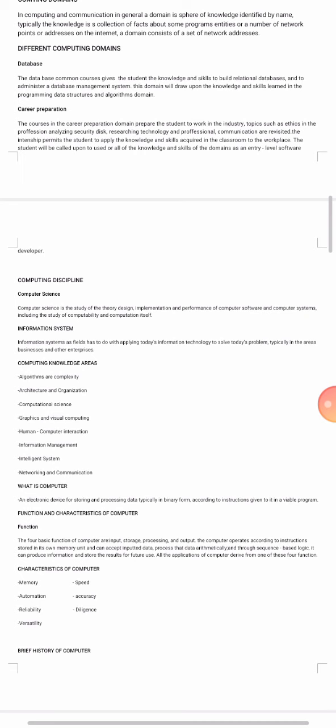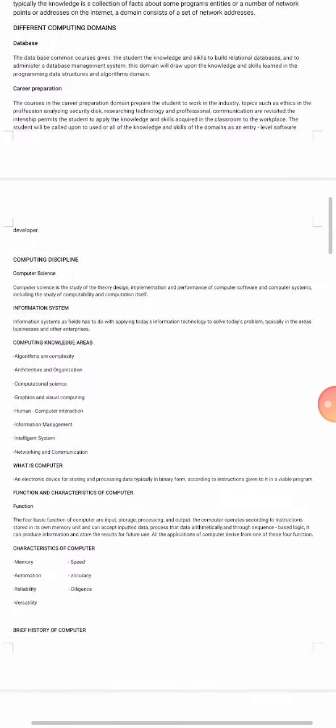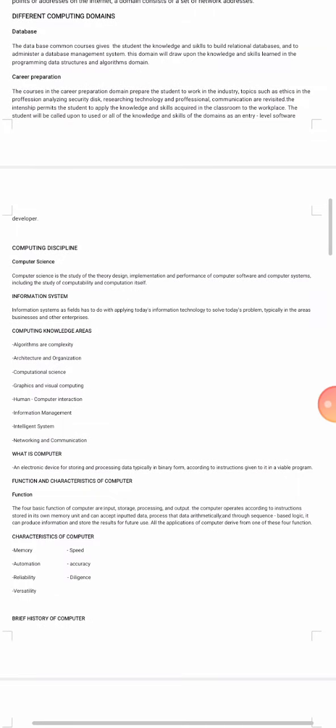Computing discipline. Computer science is a study of the theory, design, implementation, and performance of computer software and computer systems, including the study of computability and computation itself. Information systems as a field has to do with applying today's information technology to solve today's problems, typically in the areas of businesses and other enterprises.